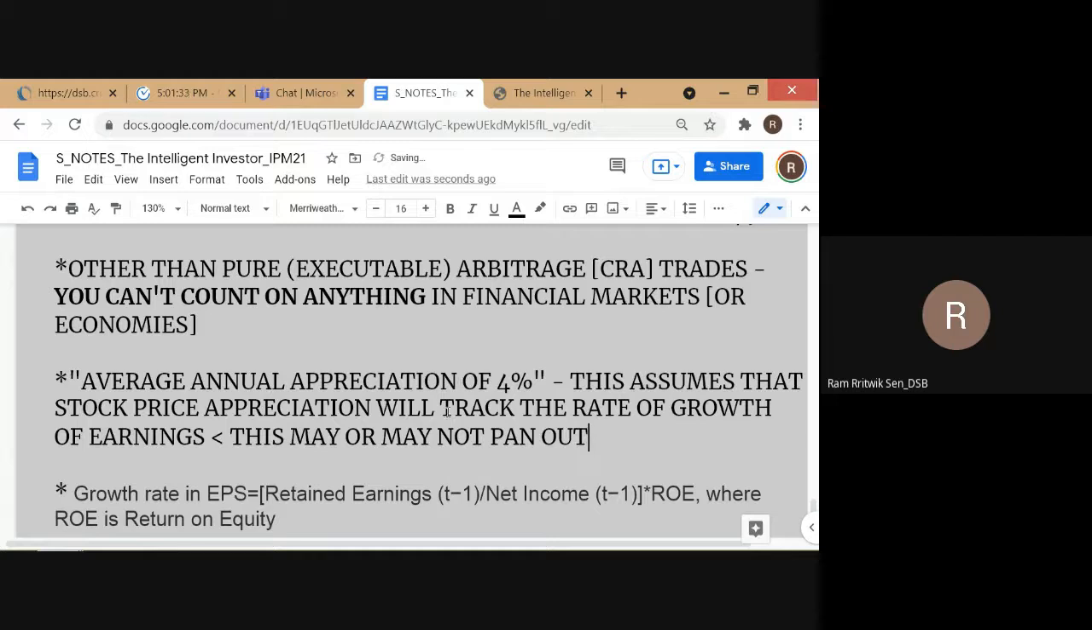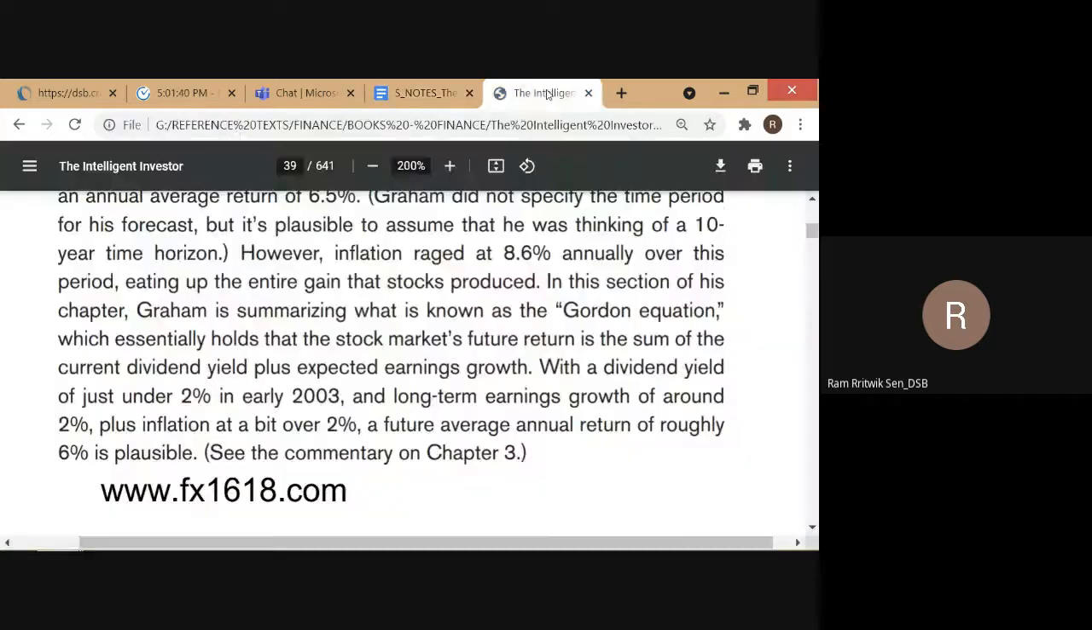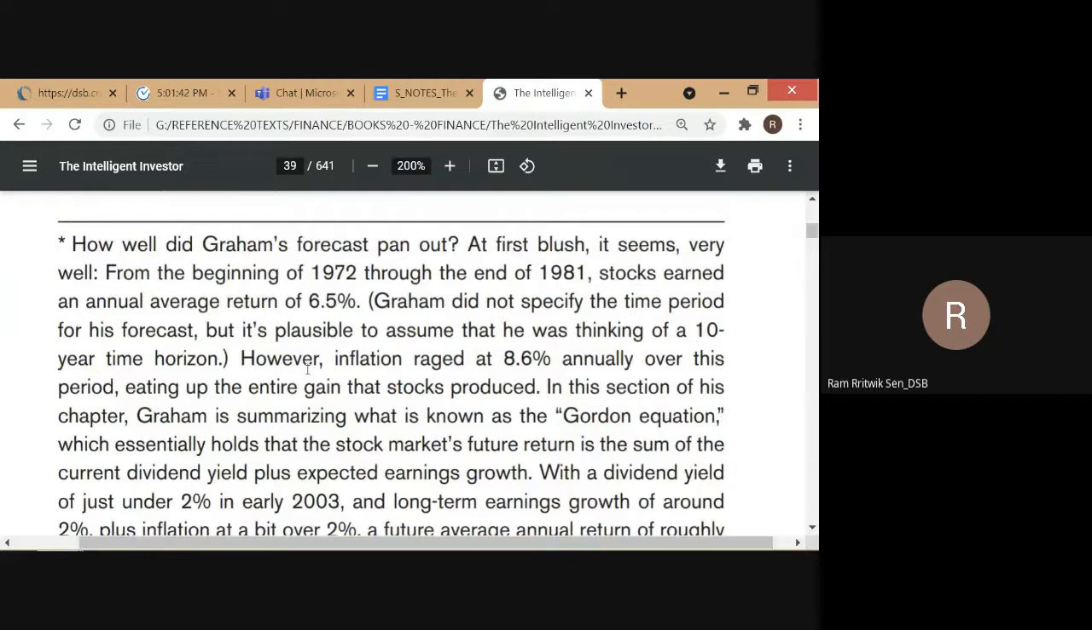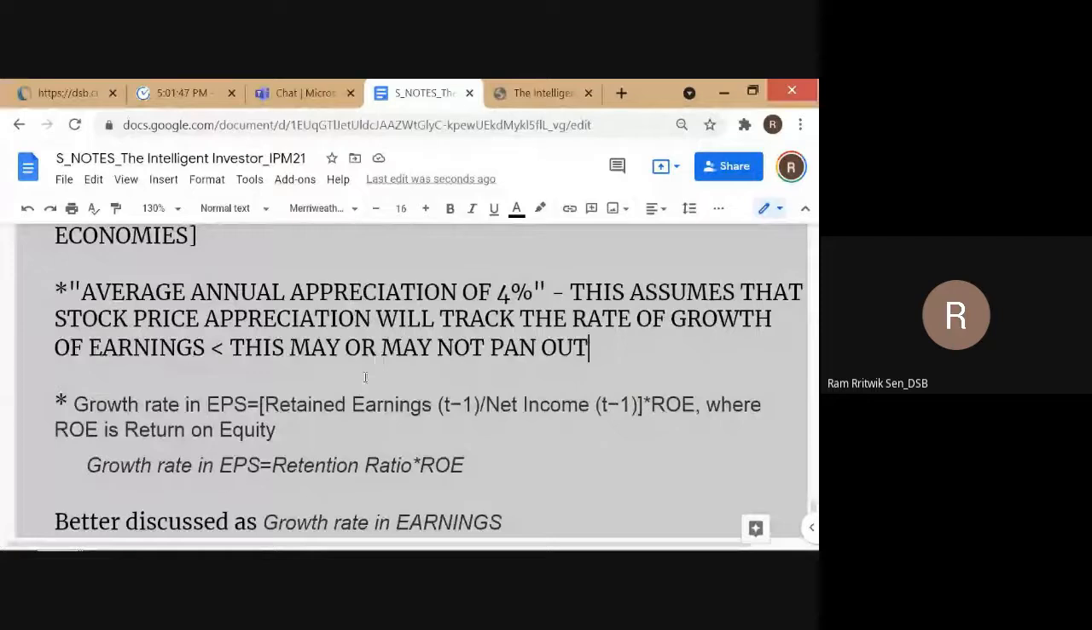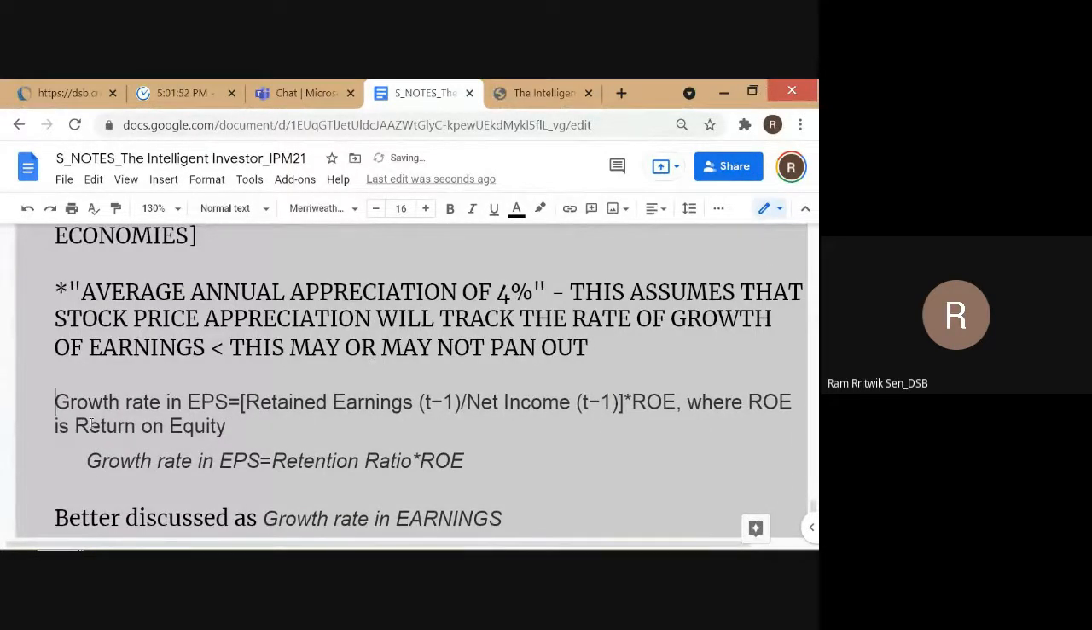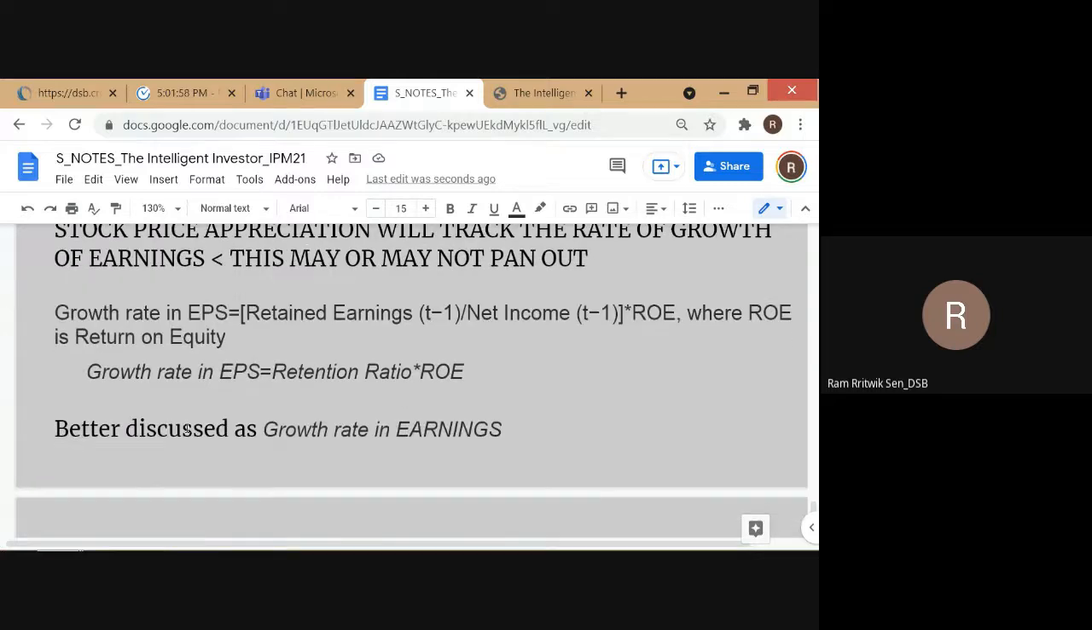Okay, so again, there is no guarantee. So there's an assumption here that you have to understand. This assumption is that the stock price appreciation, why is he talking about stock price appreciation of 4%? Because he's assuming that the rate of growth of earnings is going to be 4%, and therefore he's actually referring to this, okay, that the growth rate in EPS. Normally we have this expression that we use in finance. As I said, it is better to discuss it as growth rate in earnings, not EPS, but most people will discuss it as EPS. So I'm teaching it to you as EPS.